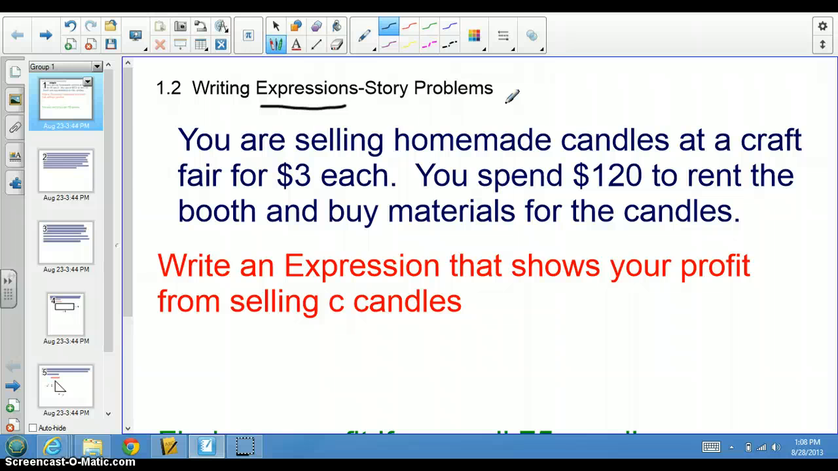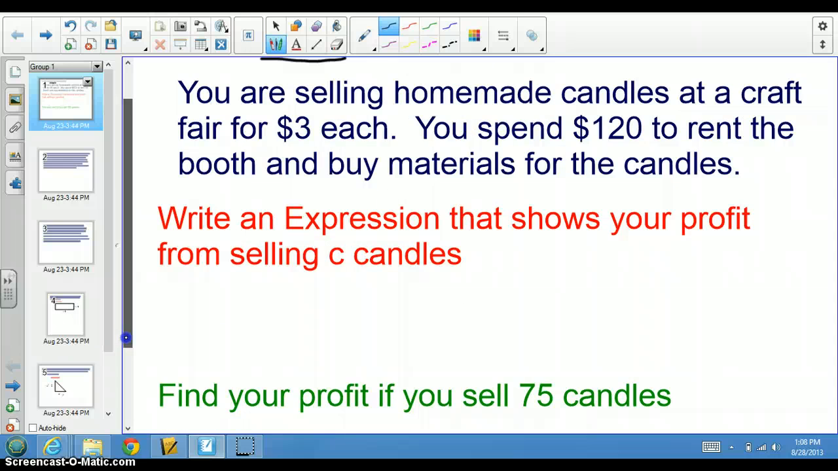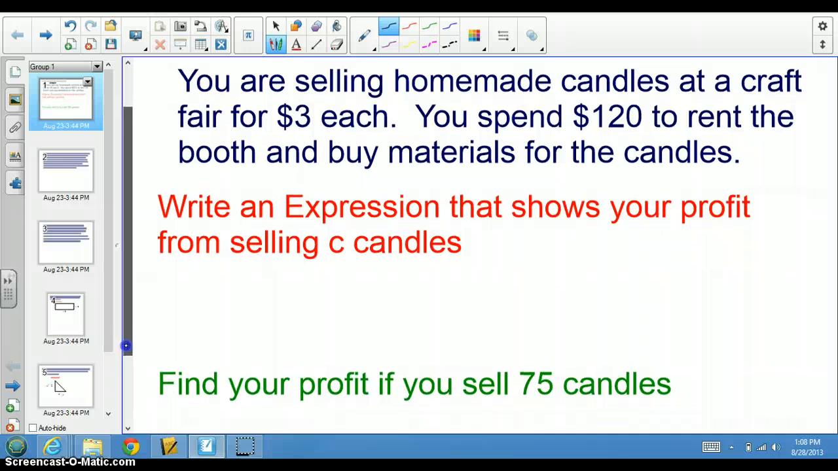So this first problem says you are selling homemade candles at a craft fair for $3 each. You spend $1.20 to rent the booth and buy materials for the candles. Write an expression that shows your profit from selling C candles. So let's look at what they give us. Some important things: they give us $3 each and spend $120.